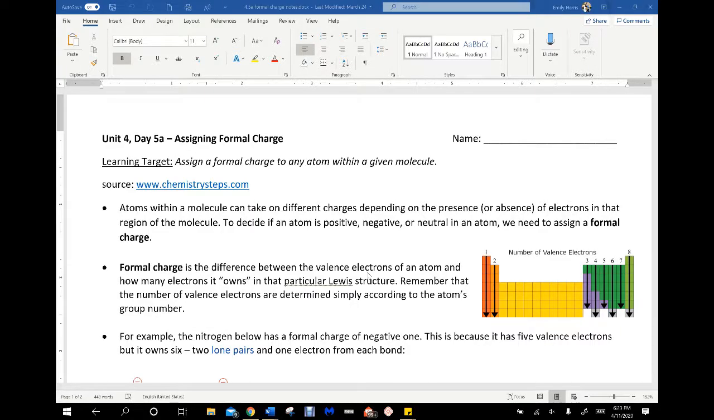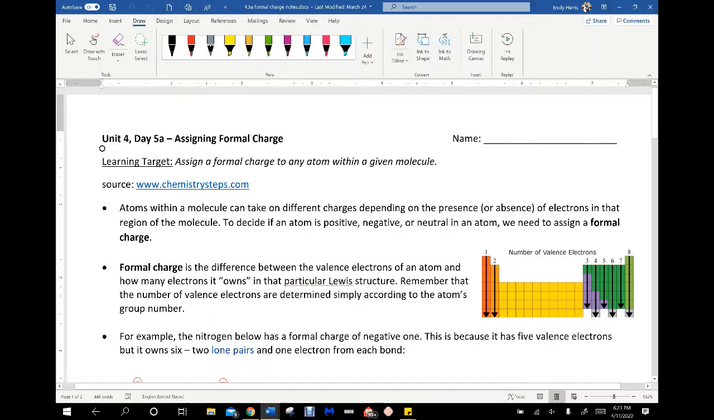So welcome to our next new lesson in our organic chemistry exploration here. The title of today's lesson is called Assigning Formal Charge. Our learning target for the lesson is to be able to assign what's called a formal charge to any atom within a molecule.